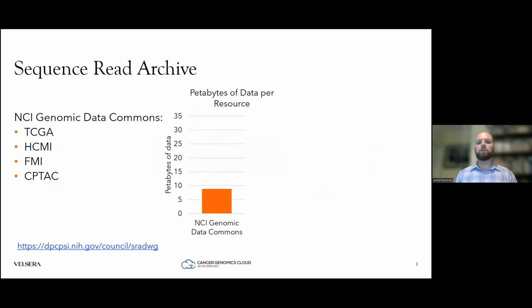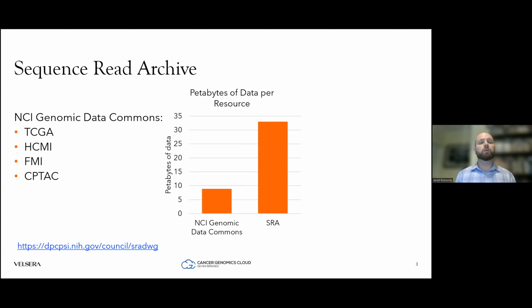I'm assuming most of you know what the Sequence Read Archive is, since you're here today to hear about it. But just to give a little insight into how much data is there, the NCI Genomic Data Commons, which is integrated very closely with the Cancer Genomics Cloud, has high-quality data sets related to cancer. Specifically, there's the TCGA, or Cancer Genome Atlas, the Human Cancer Models Initiative, Foundation Medicine, and a variety of others. In total, that data adds up to about 8.8 petabytes of data.